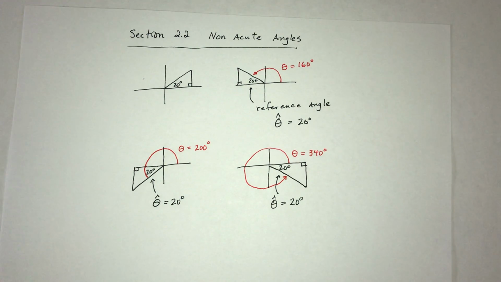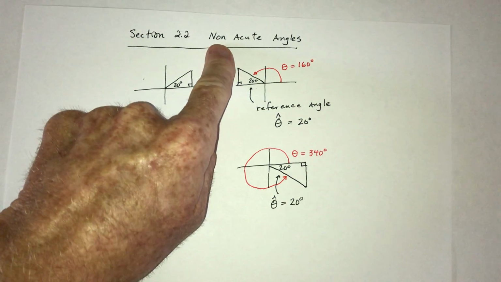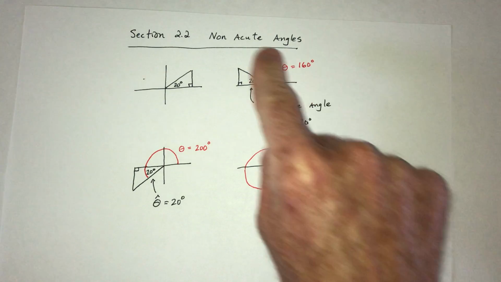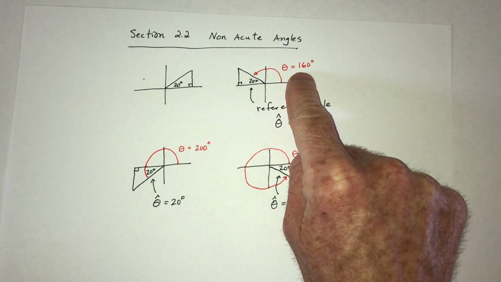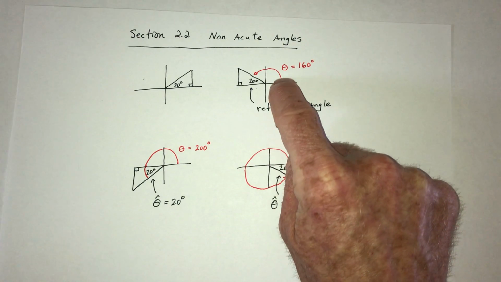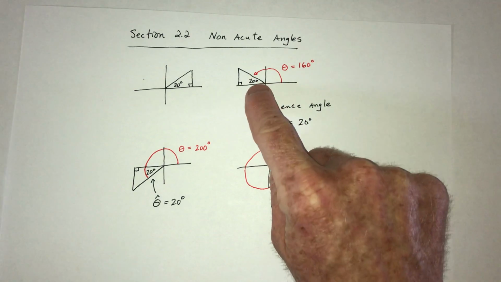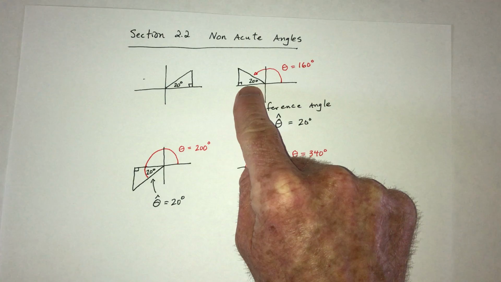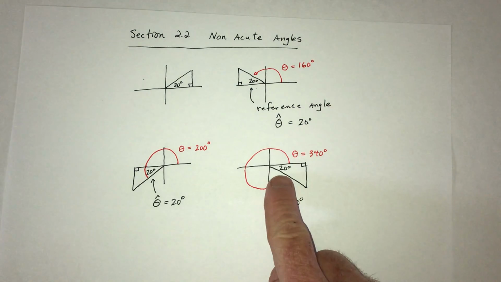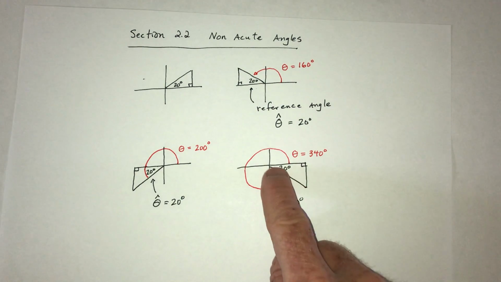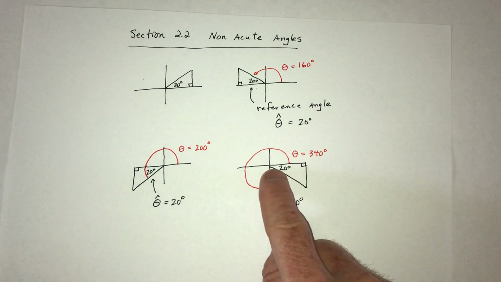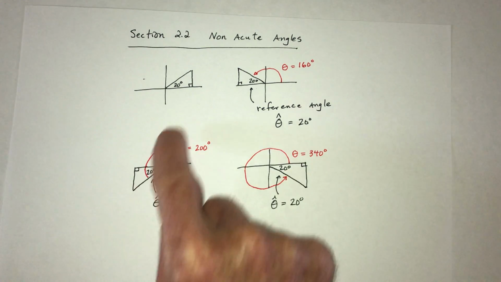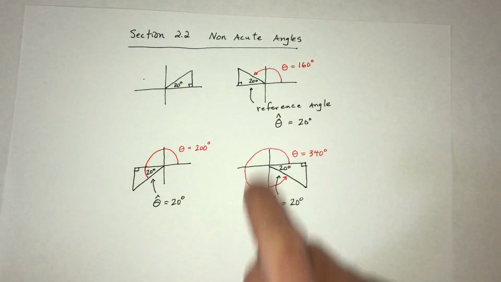So that's the first part that we need to do in order to deal with non-acute angles. Like this angle 160 would be given, that's not an acute angle. And then you would draw that first, and then you'd have to find this missing part between the black line right there and the x-axis. So remember, the reference angle always goes from the terminal side of the angle to the x-axis.